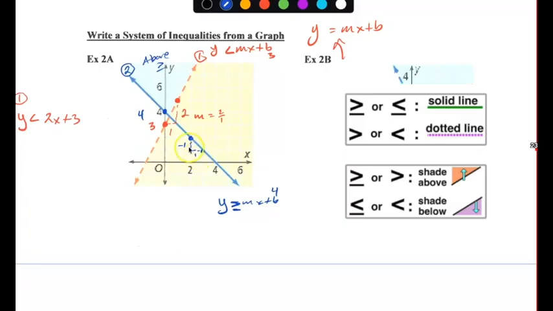We always go left to right. In this case, down 1, right 1. So my slope is going to be y over x. I went down on my y and I went 1 on my x, so -1. So my equation number 2 is y is greater than or equal to -1x plus 4, or just -x plus 4. Okay, so that's the idea there.